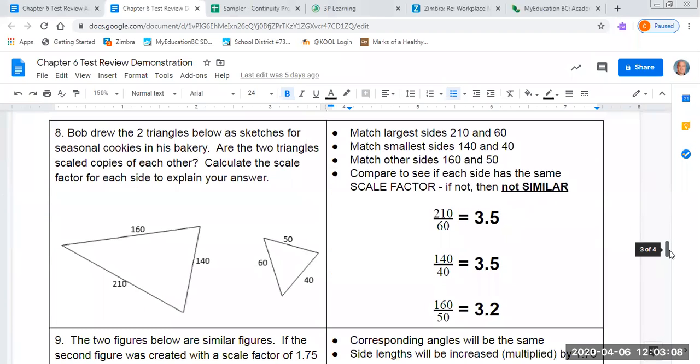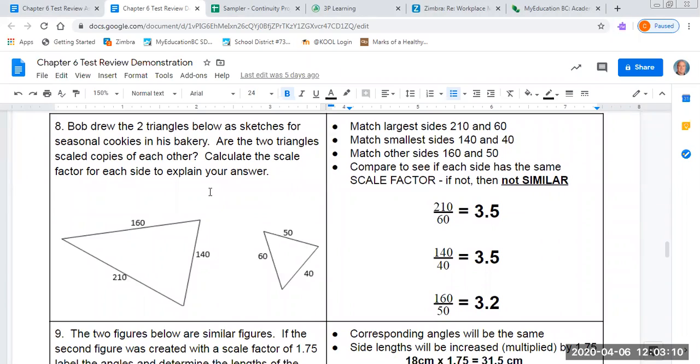So let's look at question 8 now. It says, Bob drew the two triangles below as sketches for seasonal cookies in his bakery. Are the two triangles scaled copies of each other? Calculate the scale factor for each side to explain your answer.